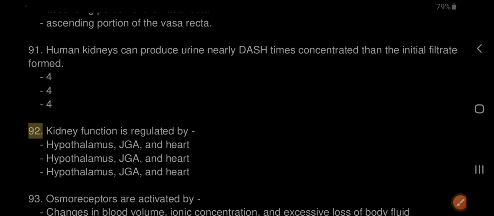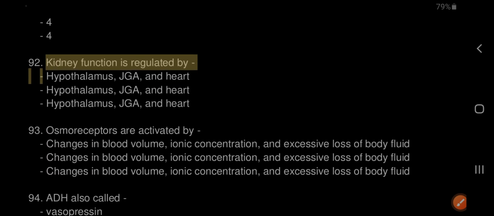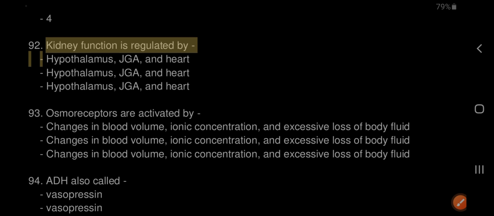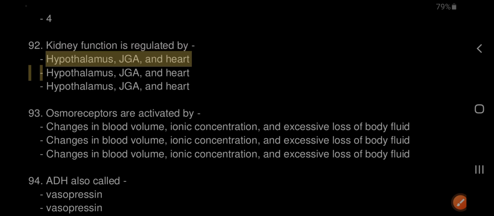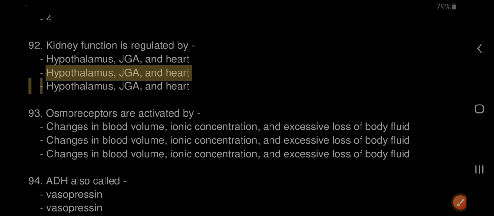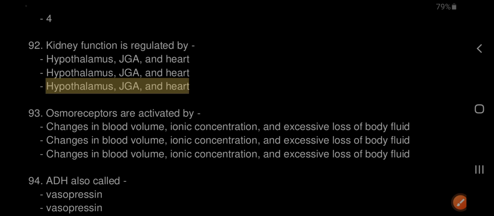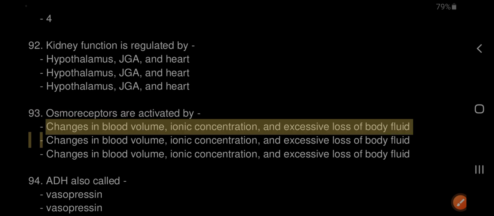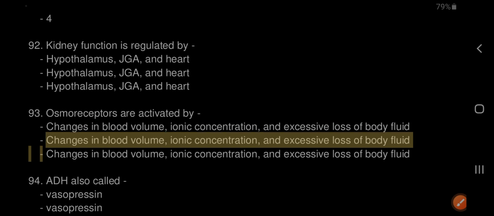92. Kidney function is regulated by hypothalamus, JGA, and heart. 93. Osmoreceptors are activated by changes in blood volume, ionic concentration, and excessive loss of body fluid.